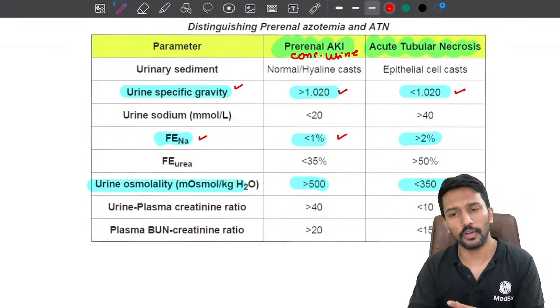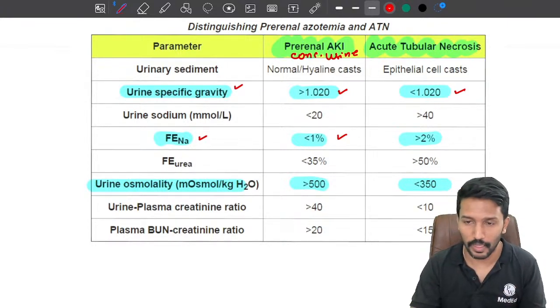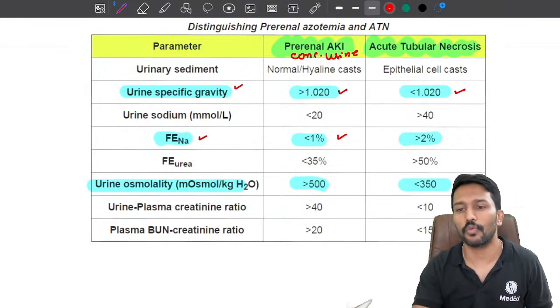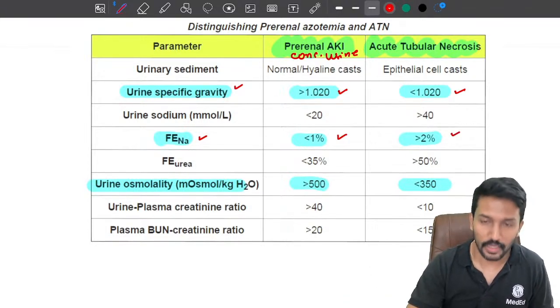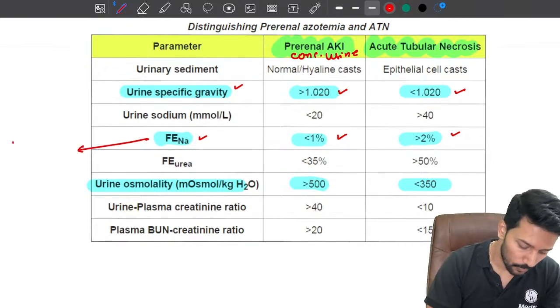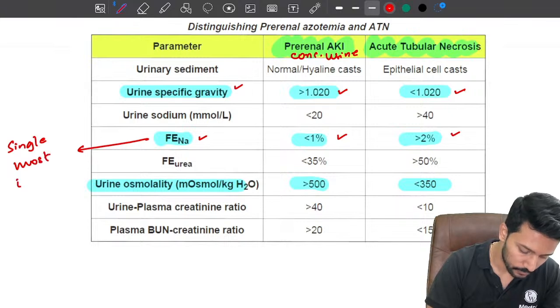In case of acute tubular necrosis, there is no activation of RAS. So there is no increased sodium reabsorption. So you will lose more amount of sodium in urine. So your FeNA will be high. The single most important investigation that helps you to differentiate between pre-renal AKI and the acute tubular necrosis is FeNA.